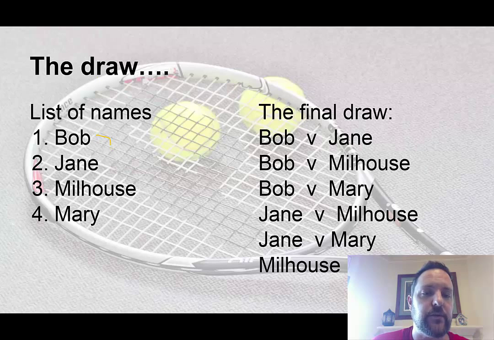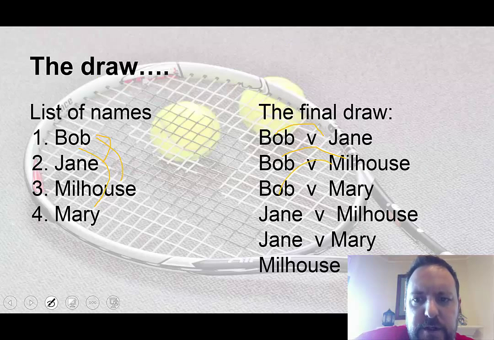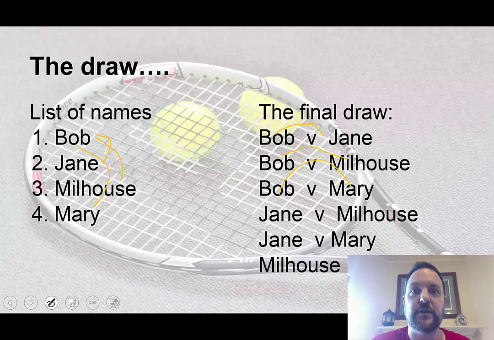So we've got Bob here playing Jane, and that's Bob playing Jane over here. And then we've got Bob playing Milhouse, so we're playing the one underneath Jane. Important to hold on to that idea, which is Bob playing Milhouse over here, and then Bob playing Mary, which is, my resolution is causing issues here, I can't even see it. Bob versus Mary, which is here. Why don't I use my finger? Beauty of a touchscreen.